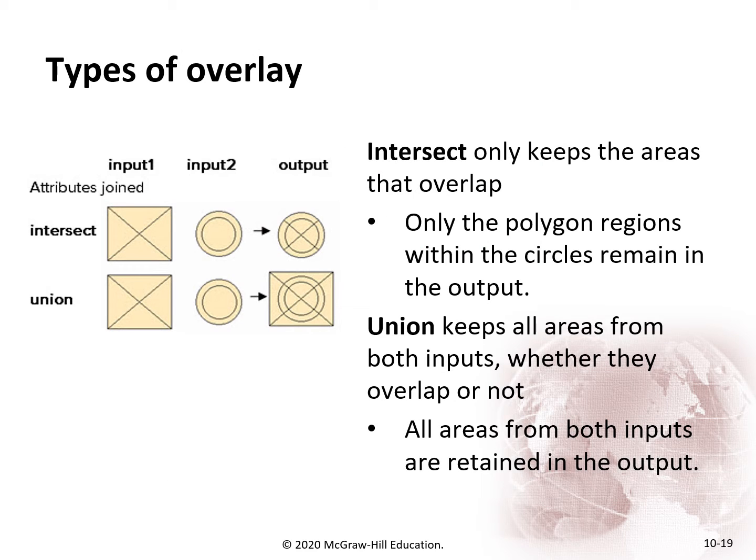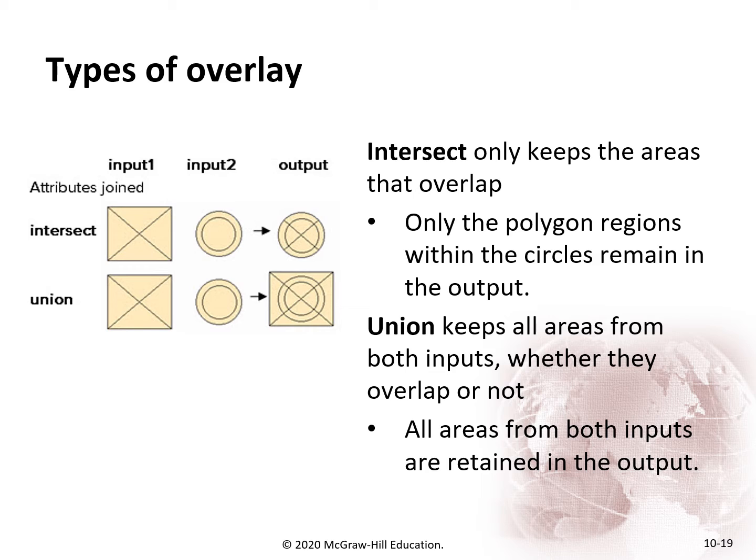As far as the different types of overlays, intersect and union. Intersect only keeps areas that overlap. Only the polygon regions within the circle remain as the output. So data set 1, data set 2, data set 3 is everything from this one that is within this space once you overlay, or this. That's basically how it is.